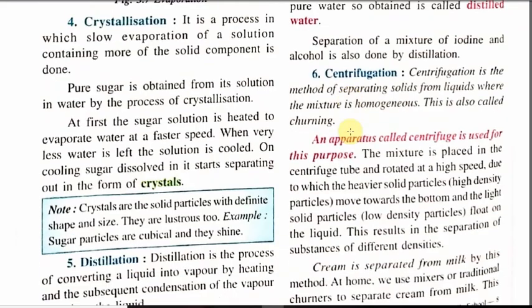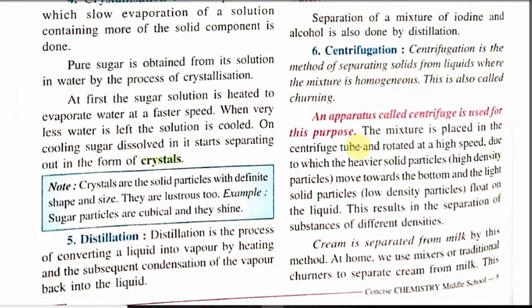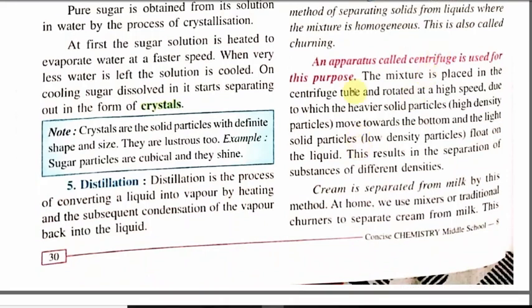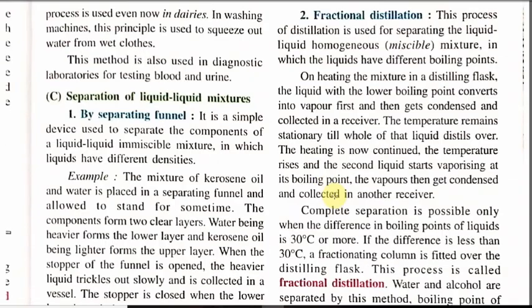The next process of separation is called centrifugation. Centrifugation is a method of separating solid from liquids where the mixture is homogeneous. This is also called churning. An apparatus called a centrifuge is used for this purpose. In this process, the mixture is placed in the centrifuge tube and rotated at very high speed, due to which heavier solid particles move towards the bottom and lighter particles float on the liquid. Cream is also separated by this process. This process is also used in dairy.